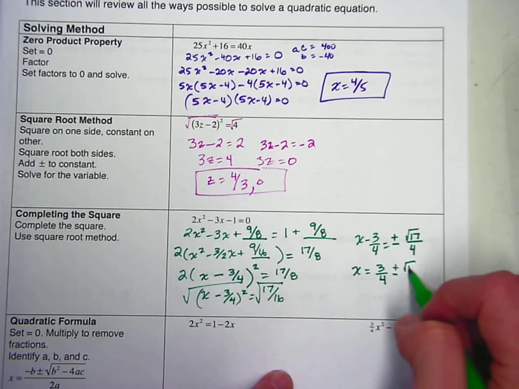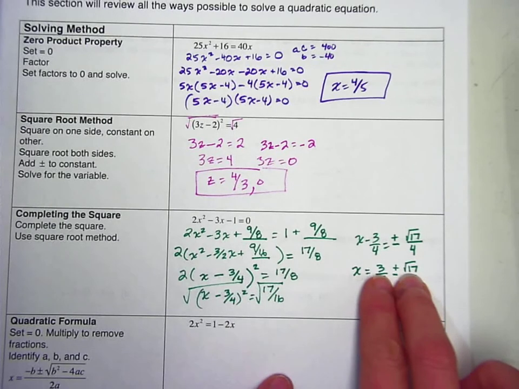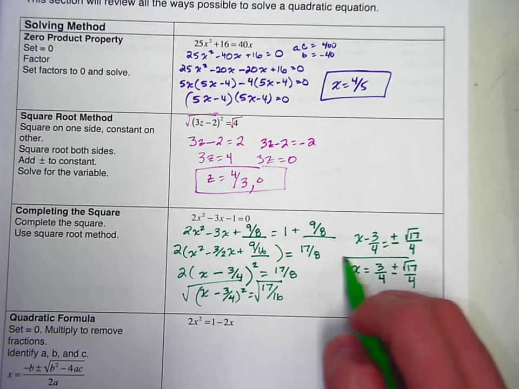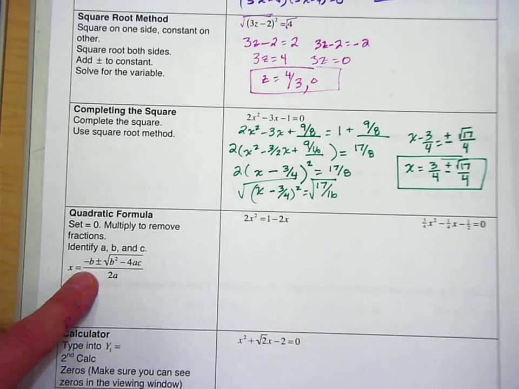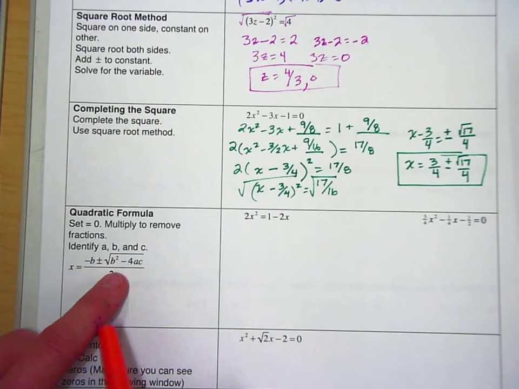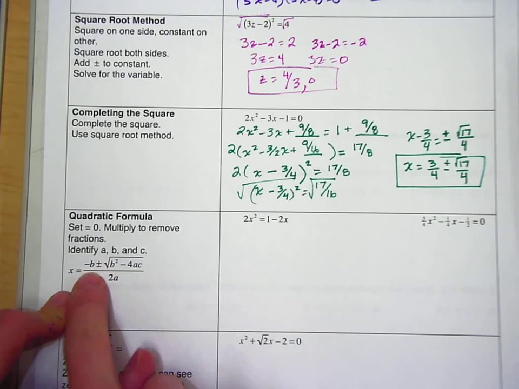And then because it's a root, we cannot combine the 3 and the root 17, so we can just leave it like this. Now, for the quadratic formula, we have the opposite of b, plus or minus the square root of b squared minus 4ac. All of this is over 2a, not just the root part. This opposite of b is also over 2a.